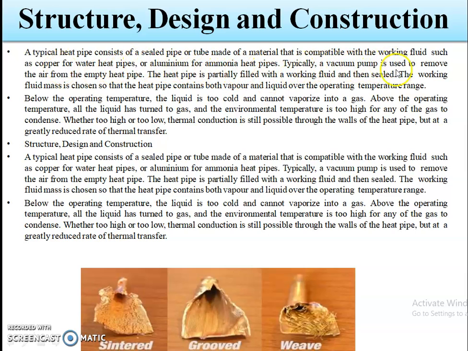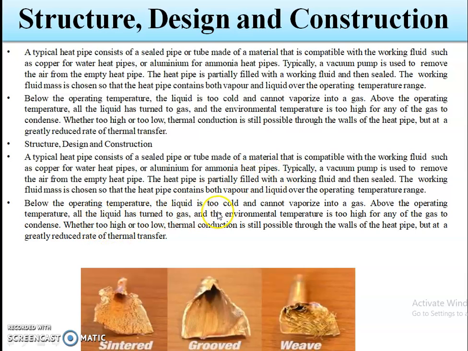Typically a vacuum pump is used to remove the air from the empty heat pipe. The heat pipe is partially filled with working fluid and then sealed. The working fluid mass is chosen so that the heat pipe contains both vapor and liquid over the operating temperature range. The typical heat pipe consists of a sealed pipe made of a material compatible with the working fluid, such as copper for water heat pipes and aluminum for ammonia heat pipes.